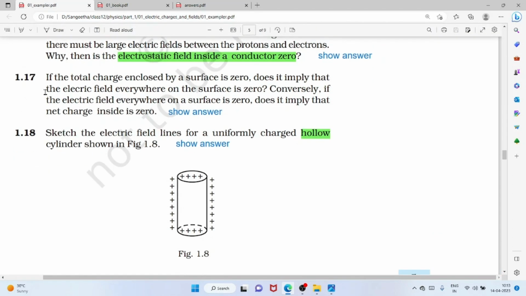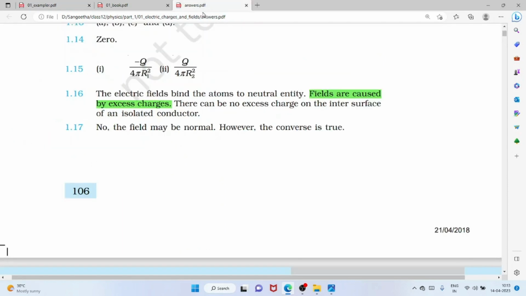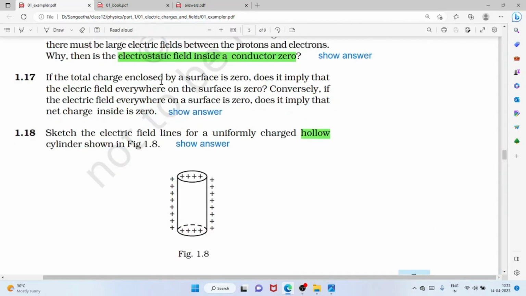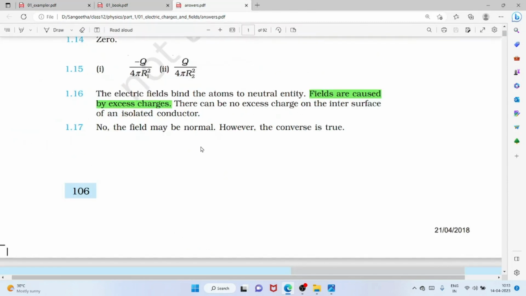The total charge enclosed by the surface is 0. Does it imply that the electric field everywhere on the surface is 0? No, this does not mean that. Conversely, if the electric field everywhere on the surface is 0, does this imply that the net charge is 0? Yes, this is true. The first one is no: total charge enclosed being zero does not mean the electric field is also zero. But if the electric field everywhere on the surface is zero, then the net charge enclosed is zero.